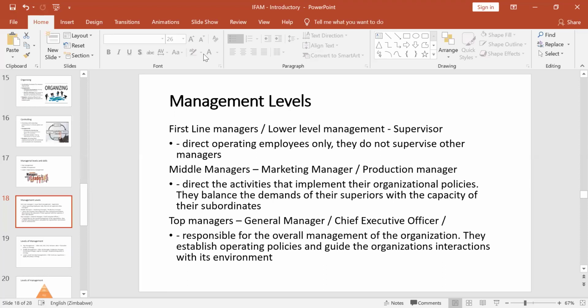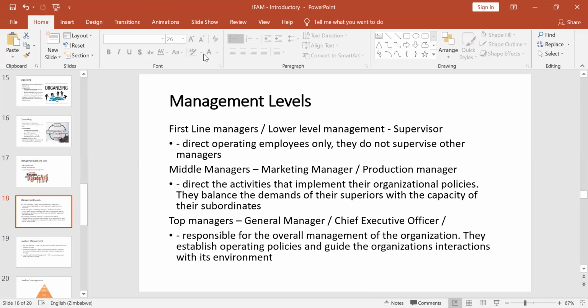And then the first line managers, they direct the employees who do the actual work. That's the first line or lower level management.